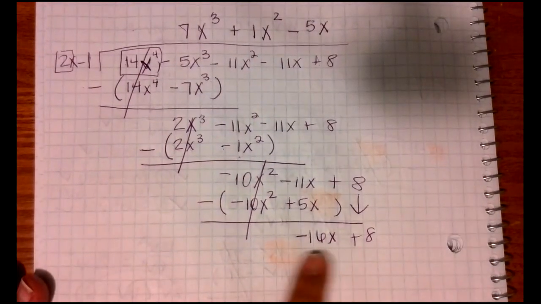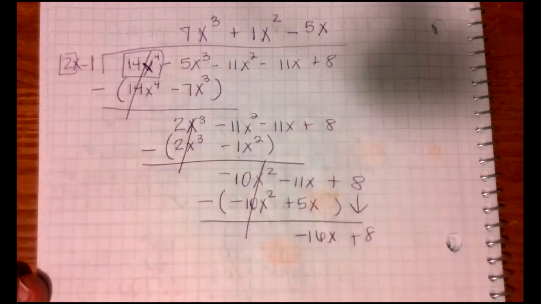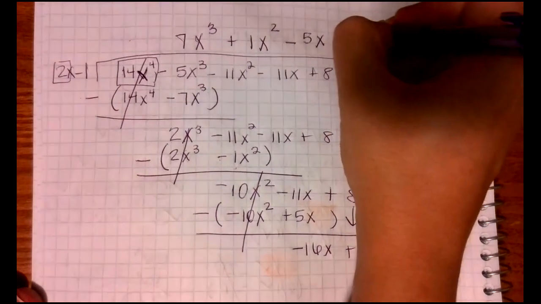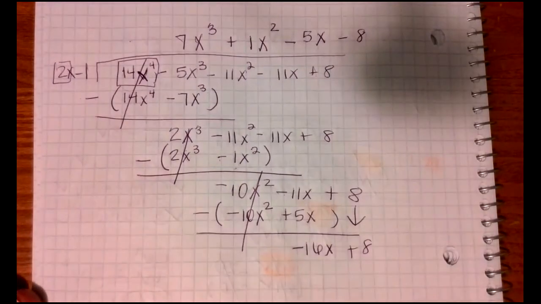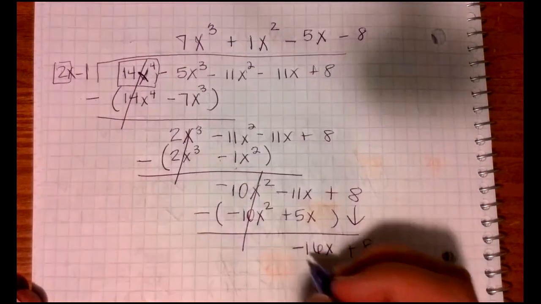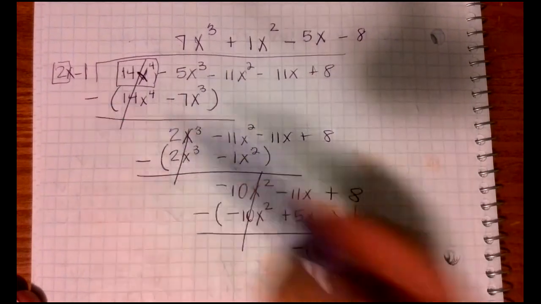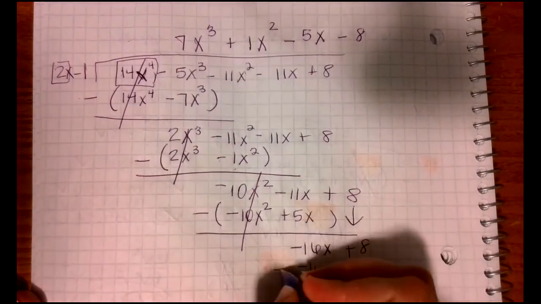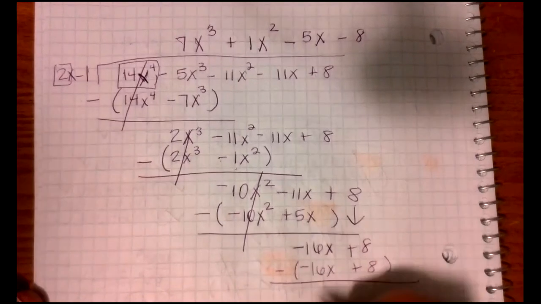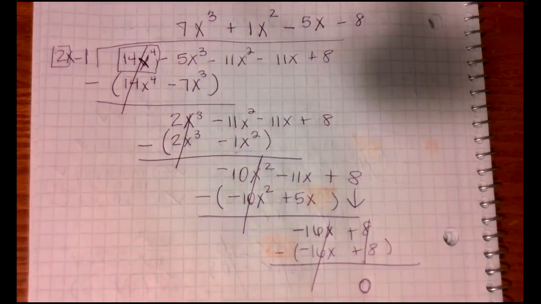All right. -16x divided by +2x is -8. -8 times 2x is -16x. And -8 times 1 is 8. So when you subtract, you are left with 0 again. So this one also had no remainder.